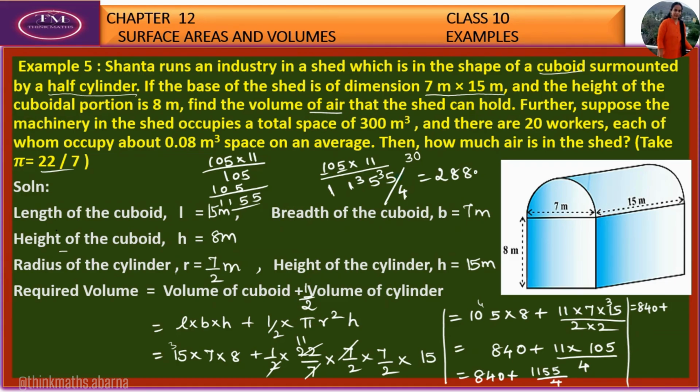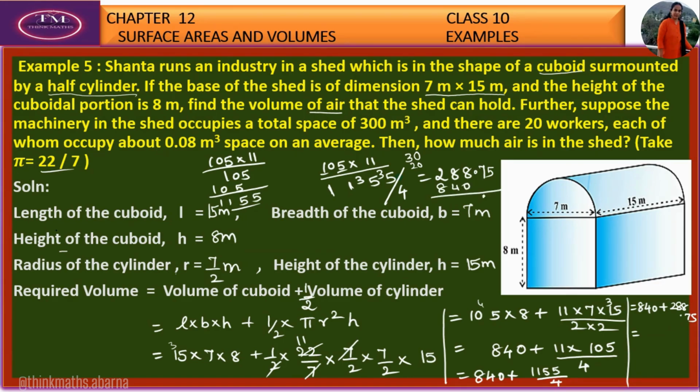7 fours are 28. So 30 minus 28, again the balance will be 2. So put 1 zero. So 5 fours are 20. So the answer for this value is 288.75. So we have to add this to 840.